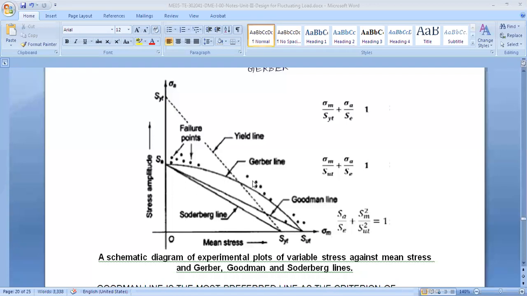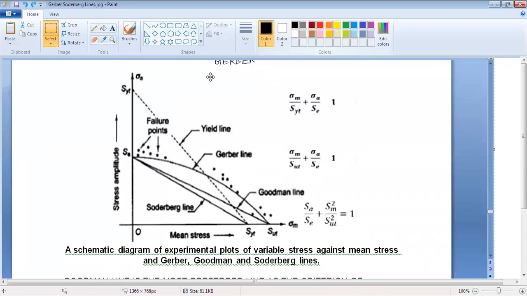So this is the Goodman line. Okay, let me take a screenshot of this and put it in Paint. Okay, let me just share my Paint with you, because I want to do a little bit of modification. New share. Paint. Okay. So I hope now my Paint is visible to you guys.